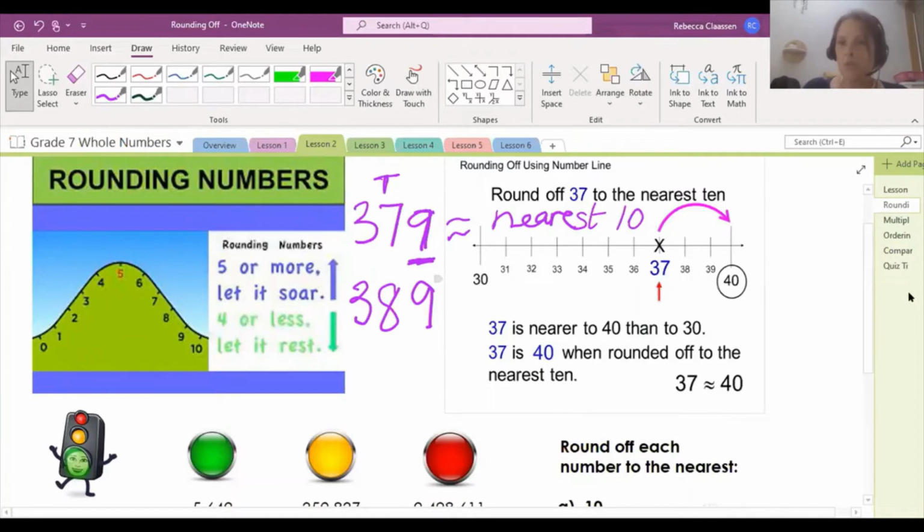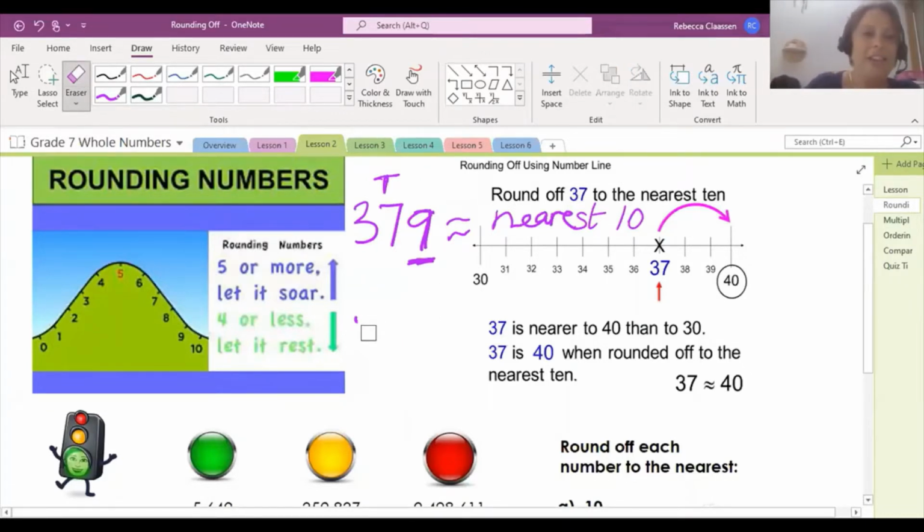Okay. What should my answer be? Letabo, hi. What should my answer be? Can you unmute Letabo? Hello. Hello. Right. What should my answer be if I'm rounding it off? 380.